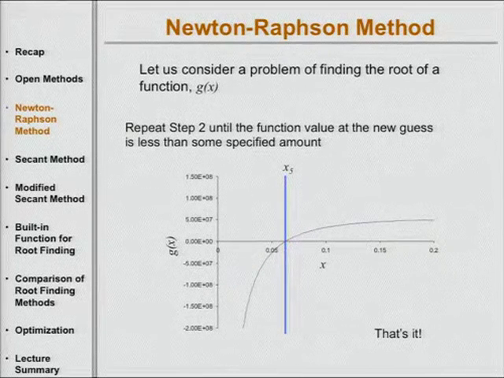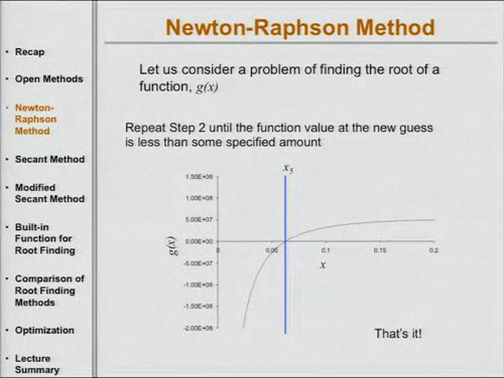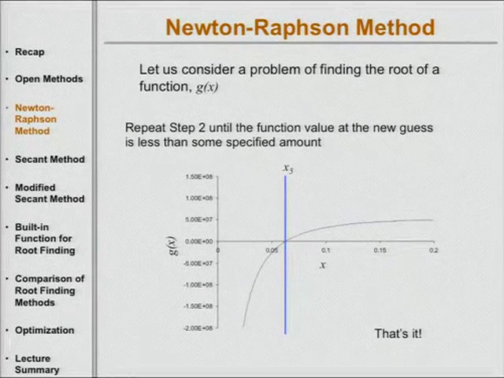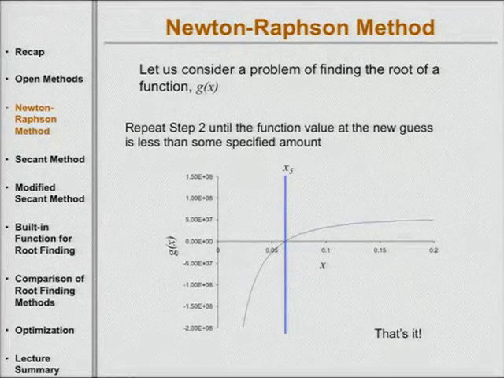Now again, what does close enough mean? Close enough means that the absolute value of the function at our guess is smaller than some tolerance that we choose to specify. That's up to us as to what tolerance is acceptable.